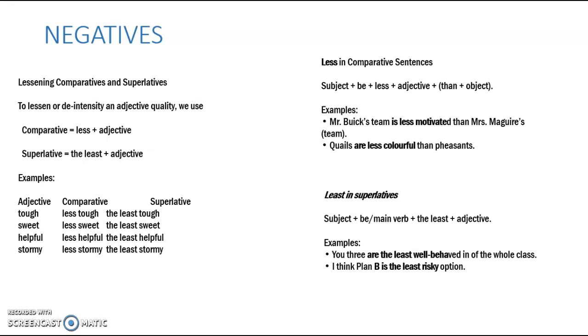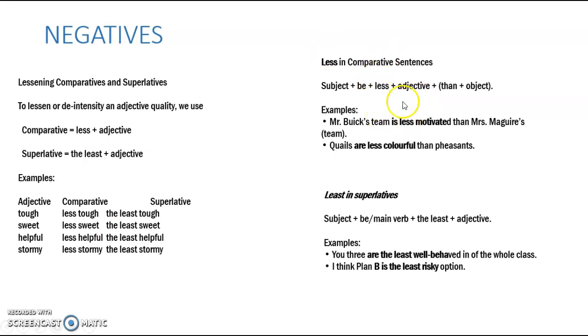But what happens if you want to create a negative comparison or a negative superlative form? We use less or least for doing this. For example, in comparison, we use less plus the adjective. But in superlative, we use least or the least plus the adjective. For example, let's take a look at this one, the common adjective sweet. You say less sweet, menos dulce, okay? The least sweet, lo menos dulce. So that is the superlative and comparison using negative elements. In this case, we use less and least.